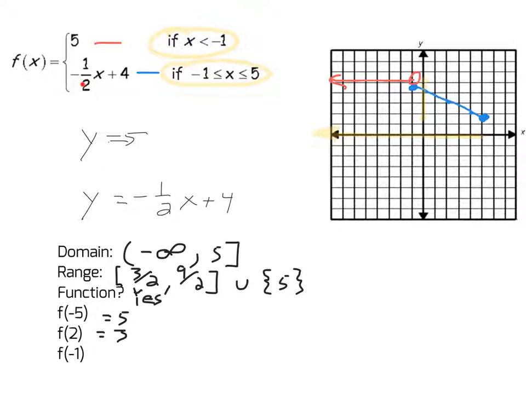-1 times -1/2 is a positive 1/2, plus 4 is 4 1/2, which kind of came up before when you're looking at the range. So you could have that as 9/2.